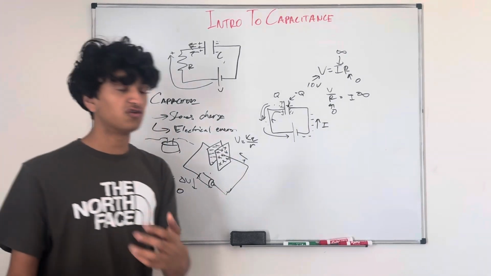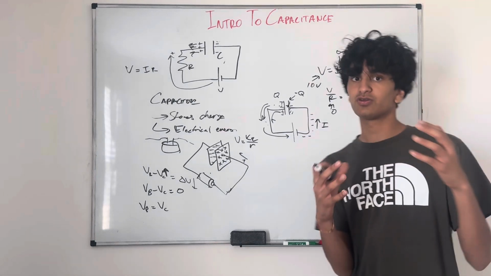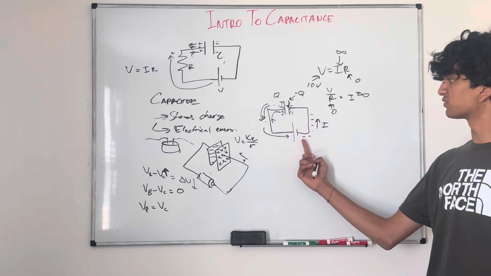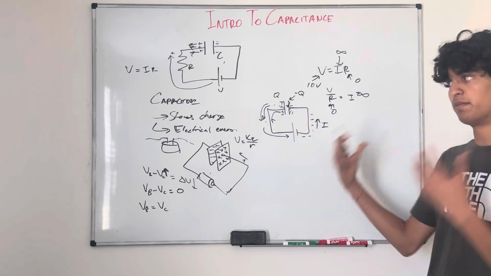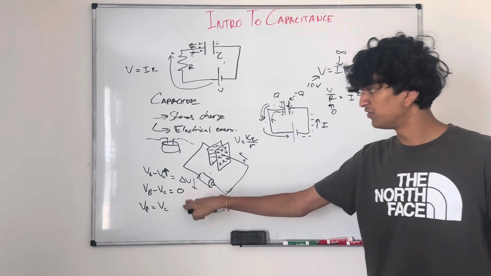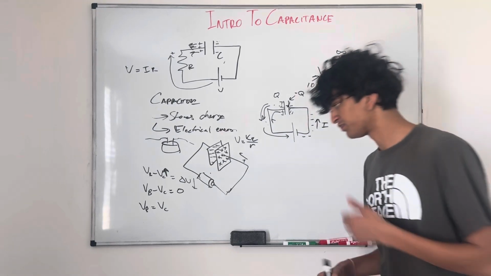Does that make sense? You betcha. Because if you think about it, the loop rule still holds. Change in V equals zero. The voltage by the battery minus the voltage by the capacitor equals zero. This kind of makes sense, right? So that's why no more current flows through.